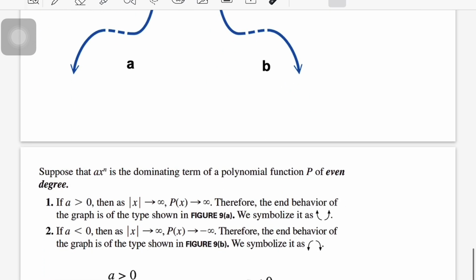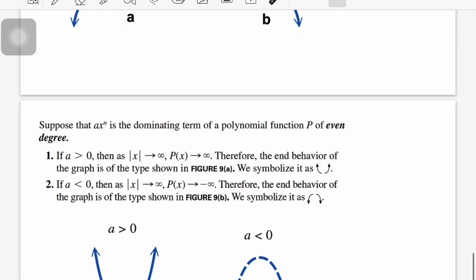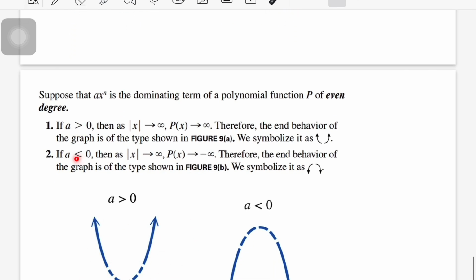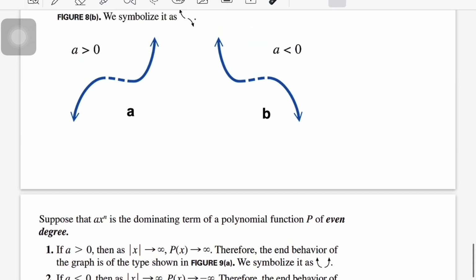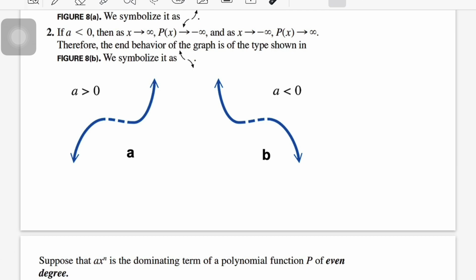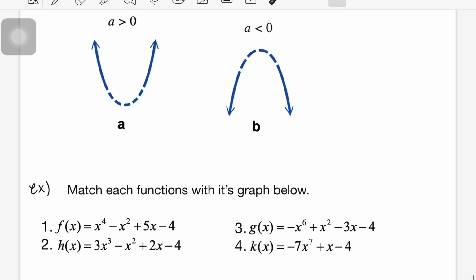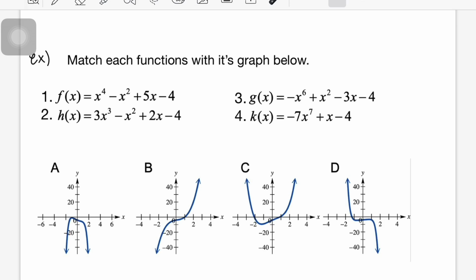And on the other hand, if we have a polynomial function of even degree, with the case where the coefficient of our leading term is positive, we have a graph that looks like this, and where it's negative, we have a graph that looks like this. So we kind of breezed past these cases because the best way to illustrate them is with an example. So look at this example here. We want to match each function with its graph below. Okay. So what we'll do is just look at each of these functions and determine which case we're working with from the cases that we saw above.